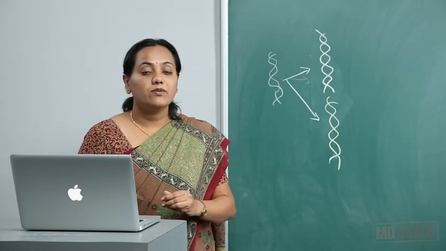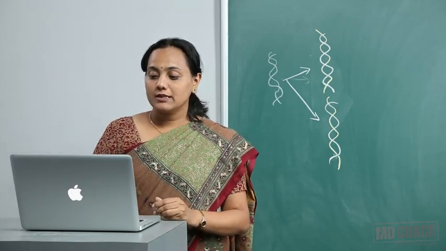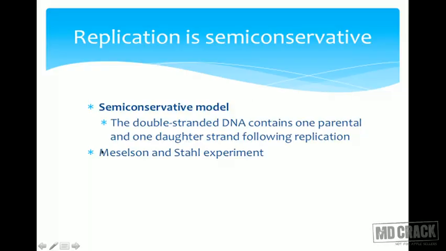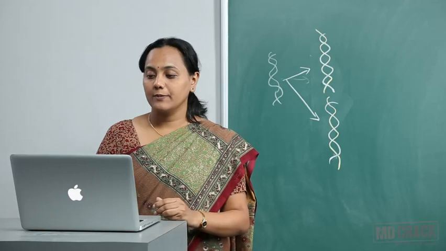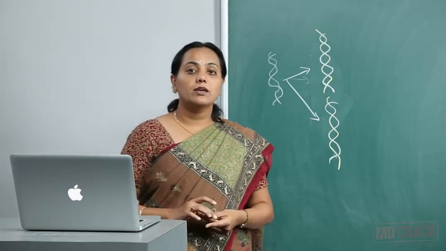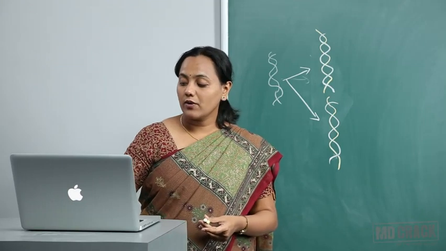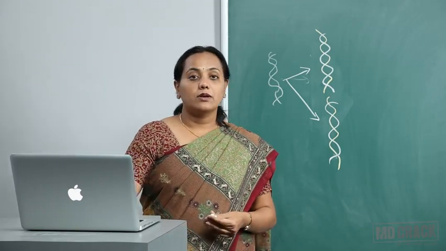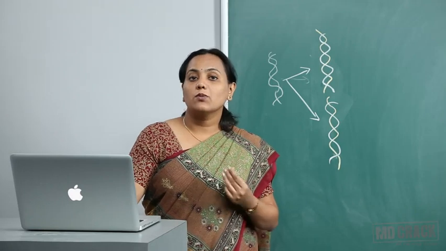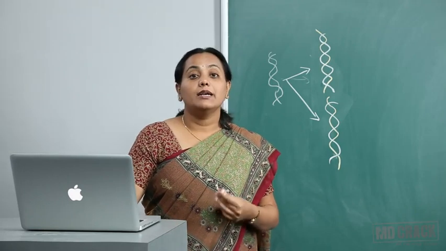So that is a main feature of replication. This is the semi-conservative model. The double-stranded DNA contains one parental and one daughter strand, or the new strand, following replication. This was proved by the Meselson-Stahl experiment. What else is required for replication? What are the requirements? So, this is DNA synthesis. What are the substrates required?